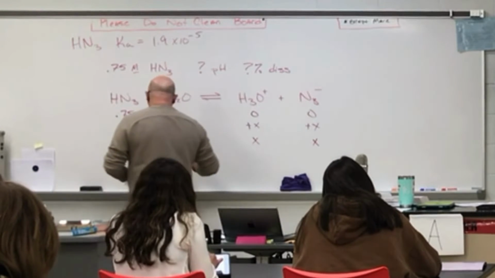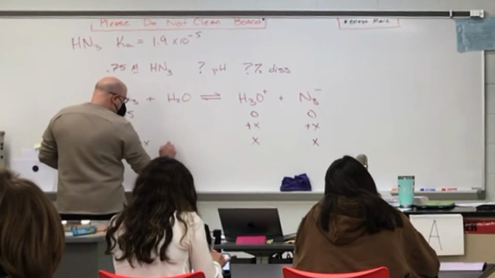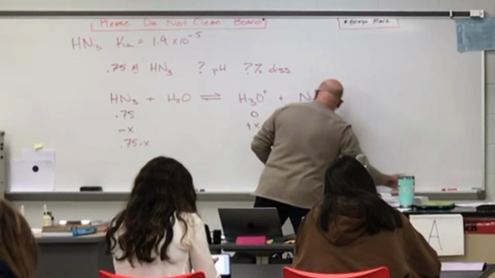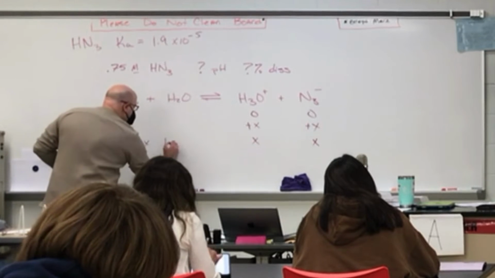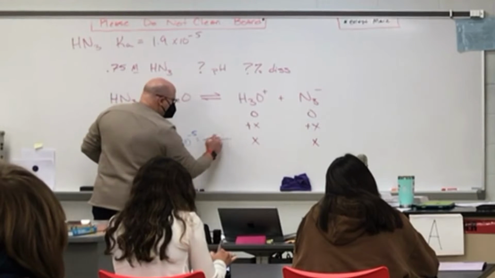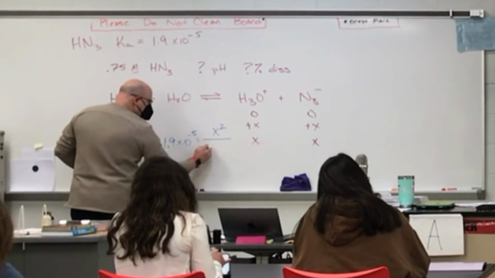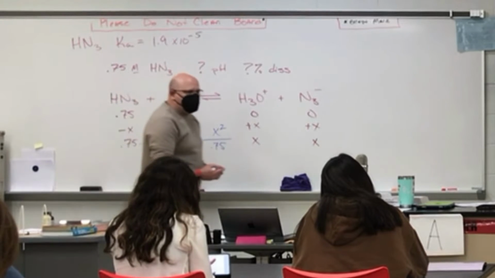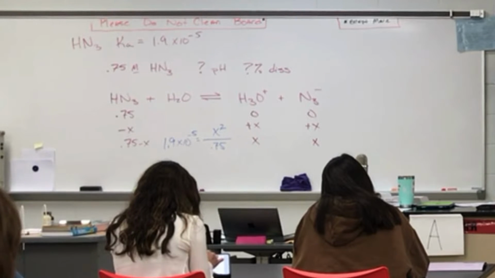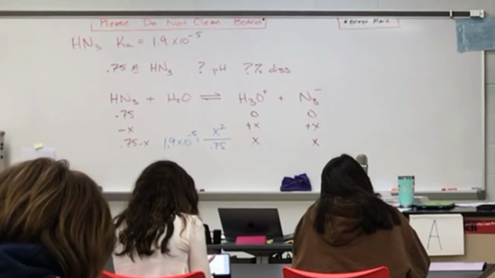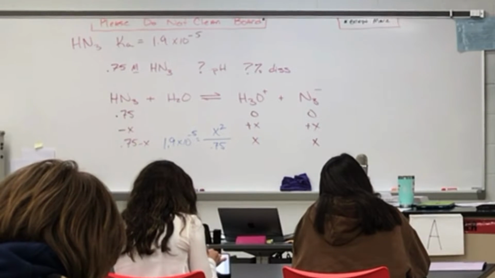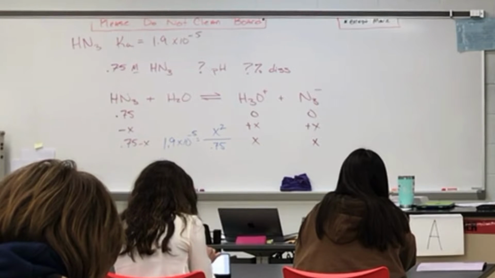So we're going to have 1.9 times 10 to the negative fifth is equal to x squared over 0.75. Now I'm dropping the minus x, as we will always do, because we're going to make the assumption that the value for x that we get is too small compared to the value of the original concentration to matter. Okay.